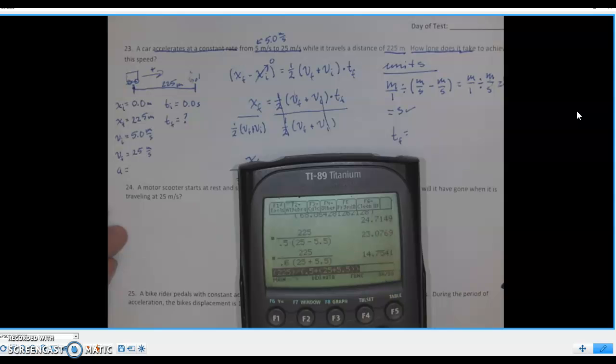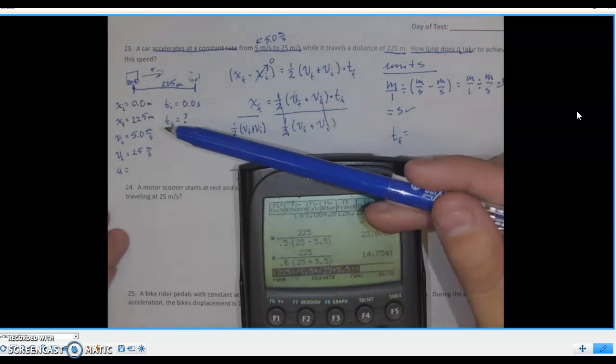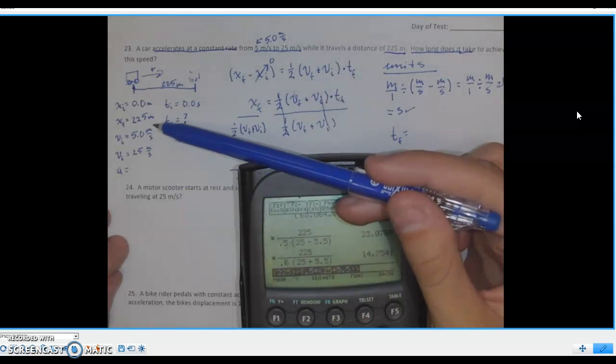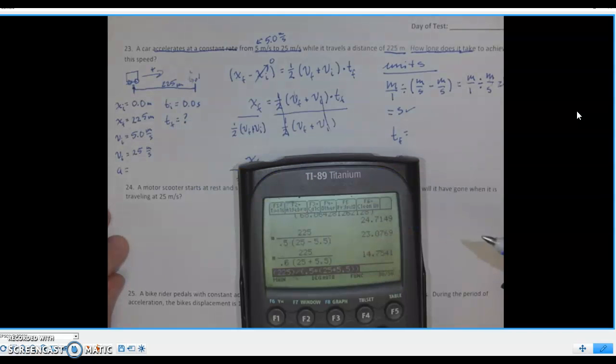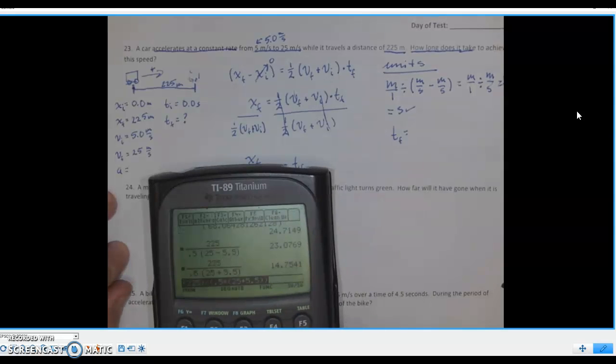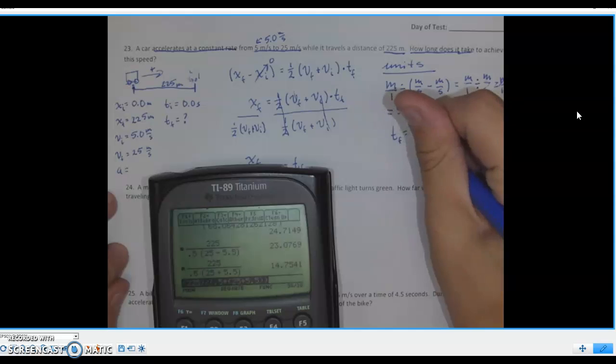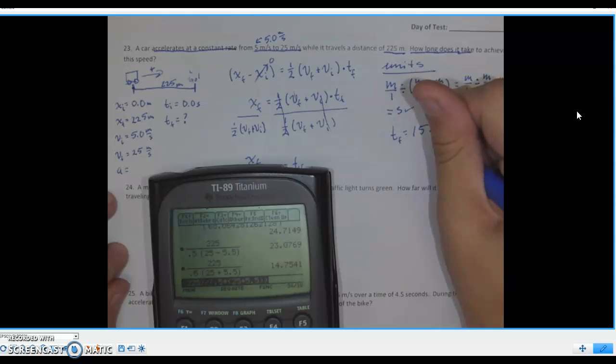Okay. Looking at my list of knowns and unknowns, other than my zeros, I have 3 sig figs, 2 sig figs, 2 sig figs. So I'm going to get a final answer of 2 significant figures. So I will round that up to 15 seconds.